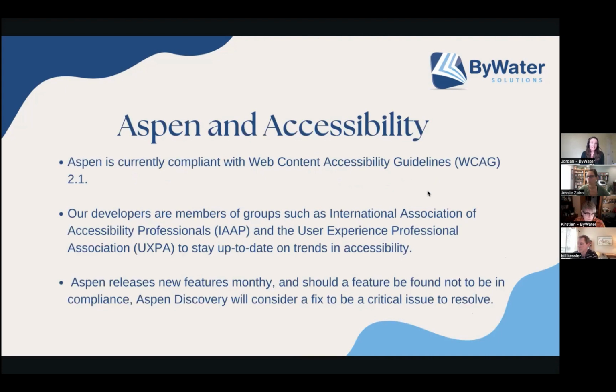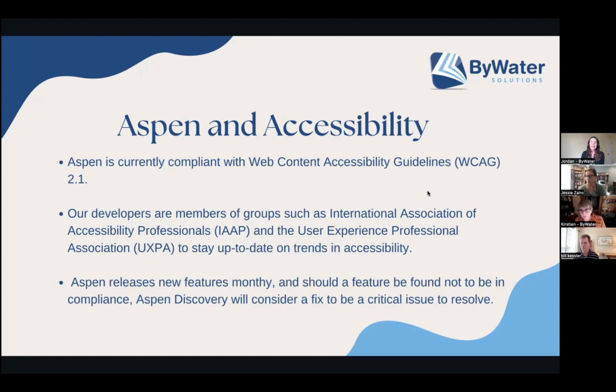So getting into the specifics of Aspen and accessibility, Aspen is currently compliant with the Web Content Accessibility Guidelines 2.1, or you'll hear us say WCAG. WCAG is short for Web Content Accessibility Guidelines. If we're meeting these guidelines, we are also meeting your Section 508 guidelines, if that's something that you pay attention to, and you should. I'd also like to mention that our developers are members of groups such as the International Association of Accessibility Professionals and the User Experience Professional Association. So we do the very best that we can to stay up on these trends.